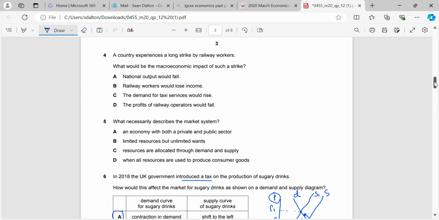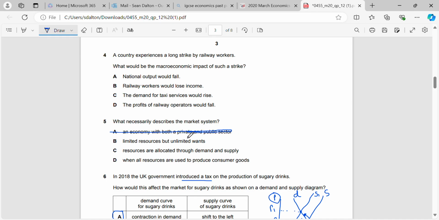Okay, question 5. What necessarily describes the market system? Well, remember, a market system has no government involvement. The price mechanism, or the market mechanism, is used to allocate resources. So an economy with both a private and public sector, that's incorrect.